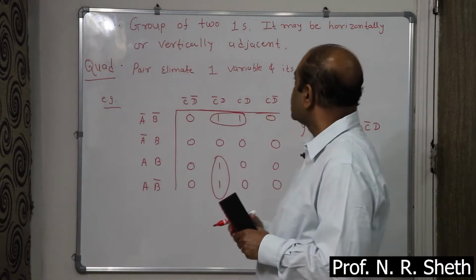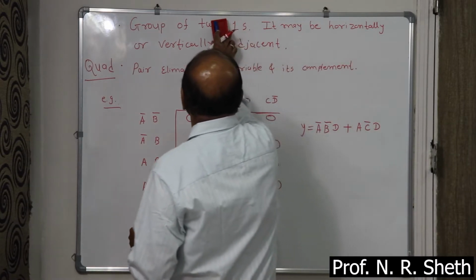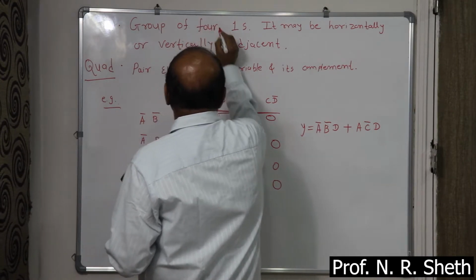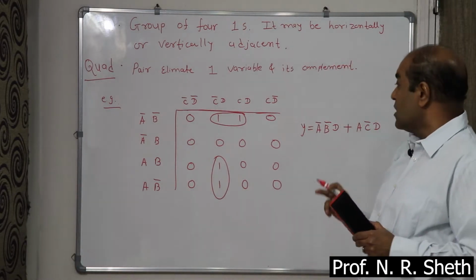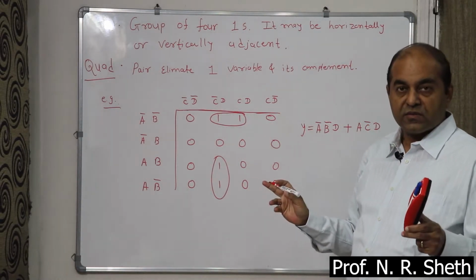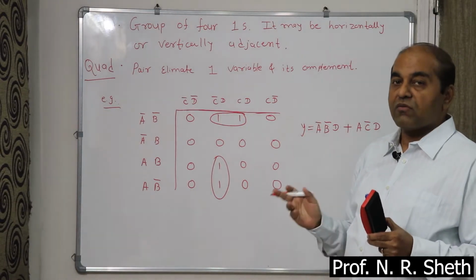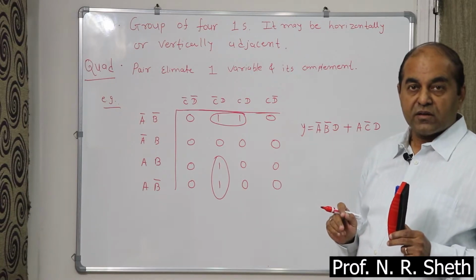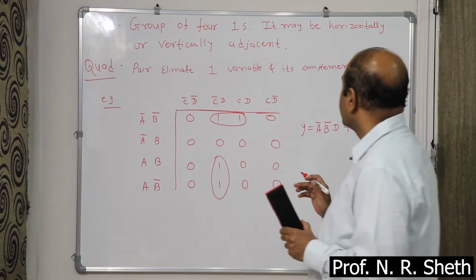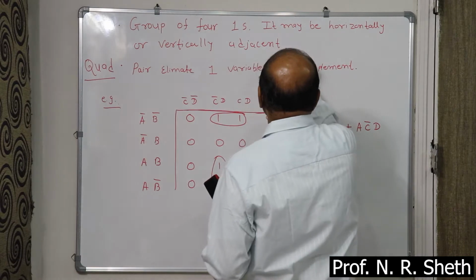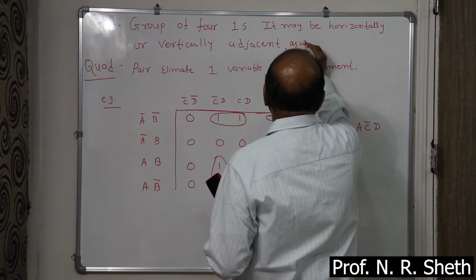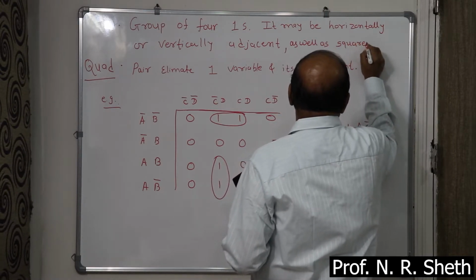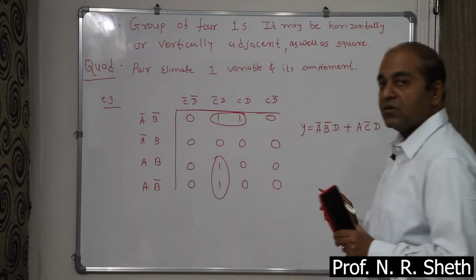Okay, second one, that is quad. It is a group of four ones, not two but four ones. It may be horizontally or vertically adjacent. Now here one more thing is there, a square pattern is also allowed. So horizontally or vertically adjacent, as well as if it is in the form of a square, then also it is allowed.